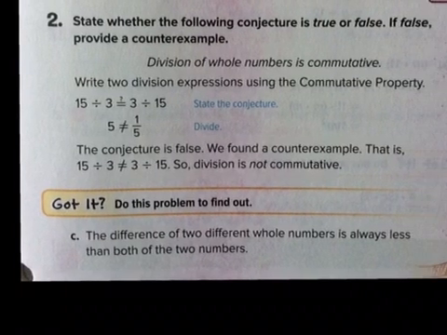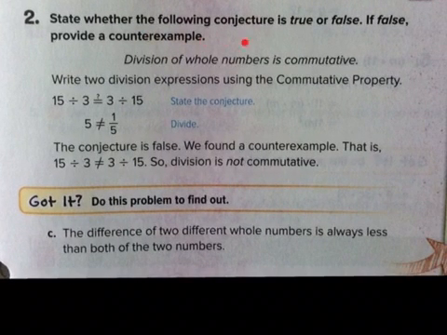Okay, state whether the following conjecture is true or false. This sentence right there. Is it true or false? Division of whole numbers is commutative. No, we just showed that we cannot divide. When we divided 10 divided by 2 or 2 divided by 10, we get completely different numbers. So here we have 15 divided by 3. It's not the same thing as 3 divided by 15. So division is not commutative. The conjecture is false.